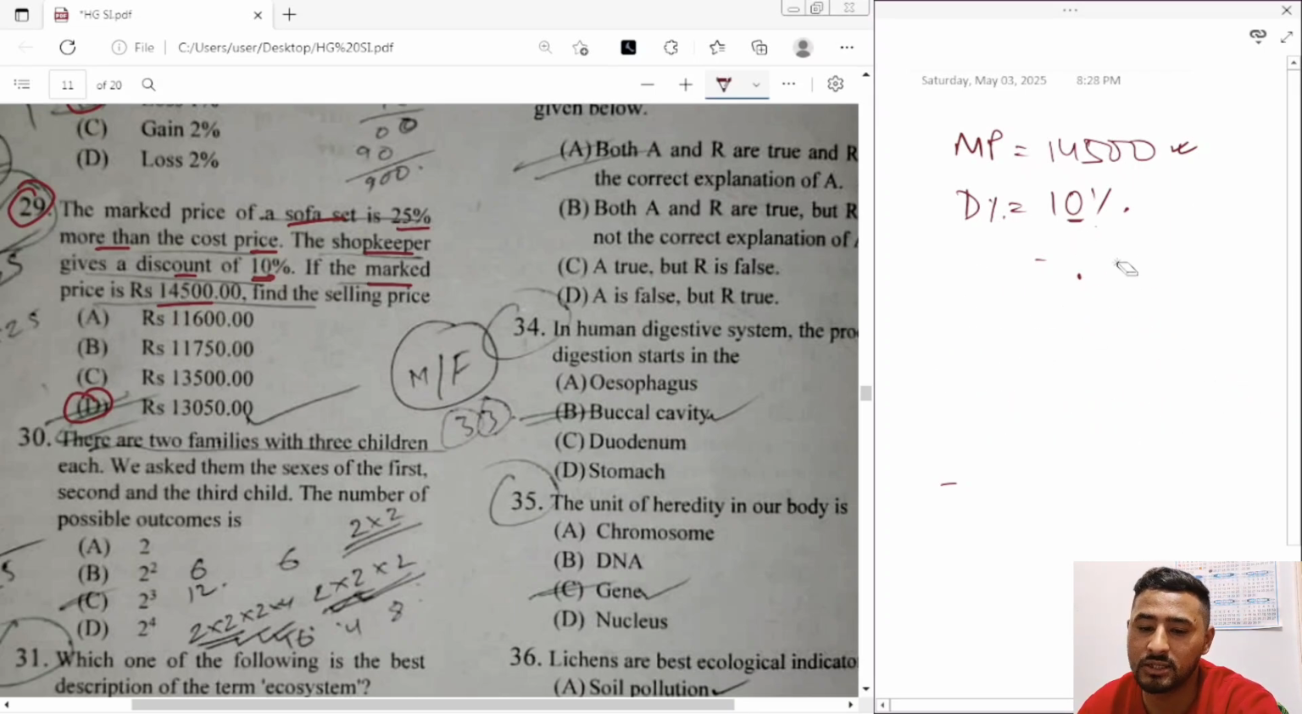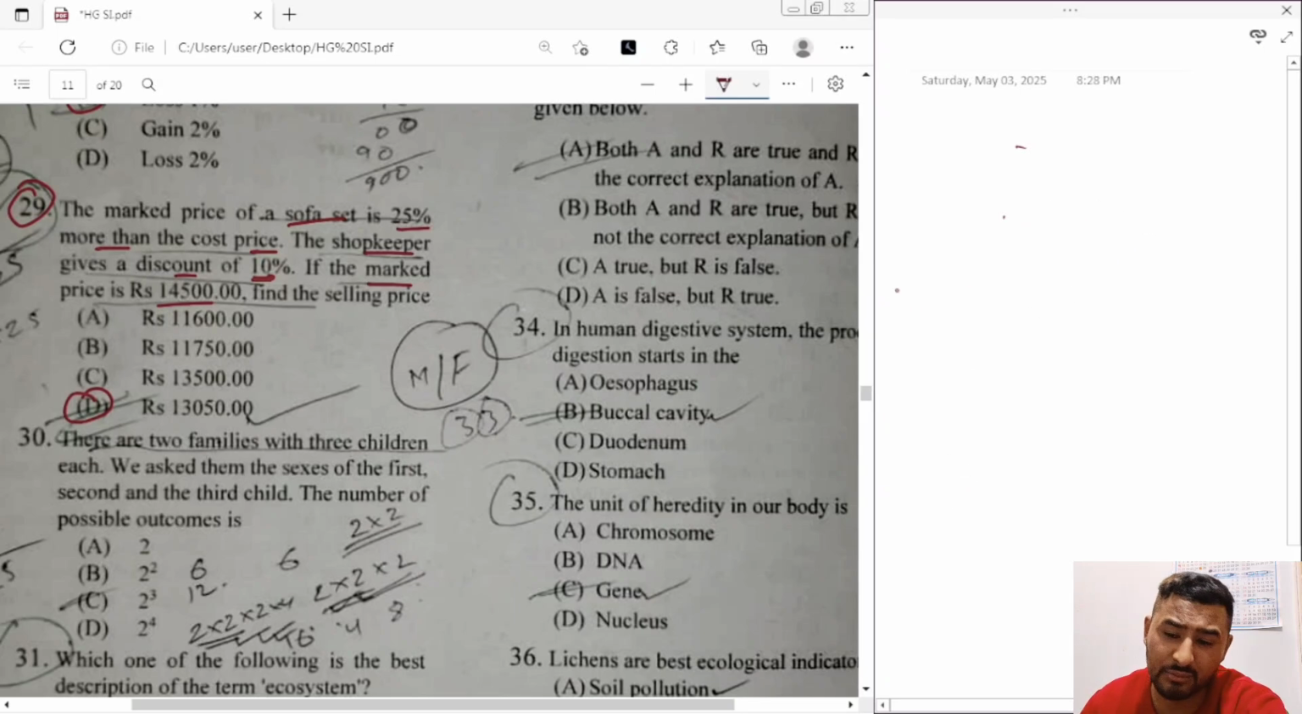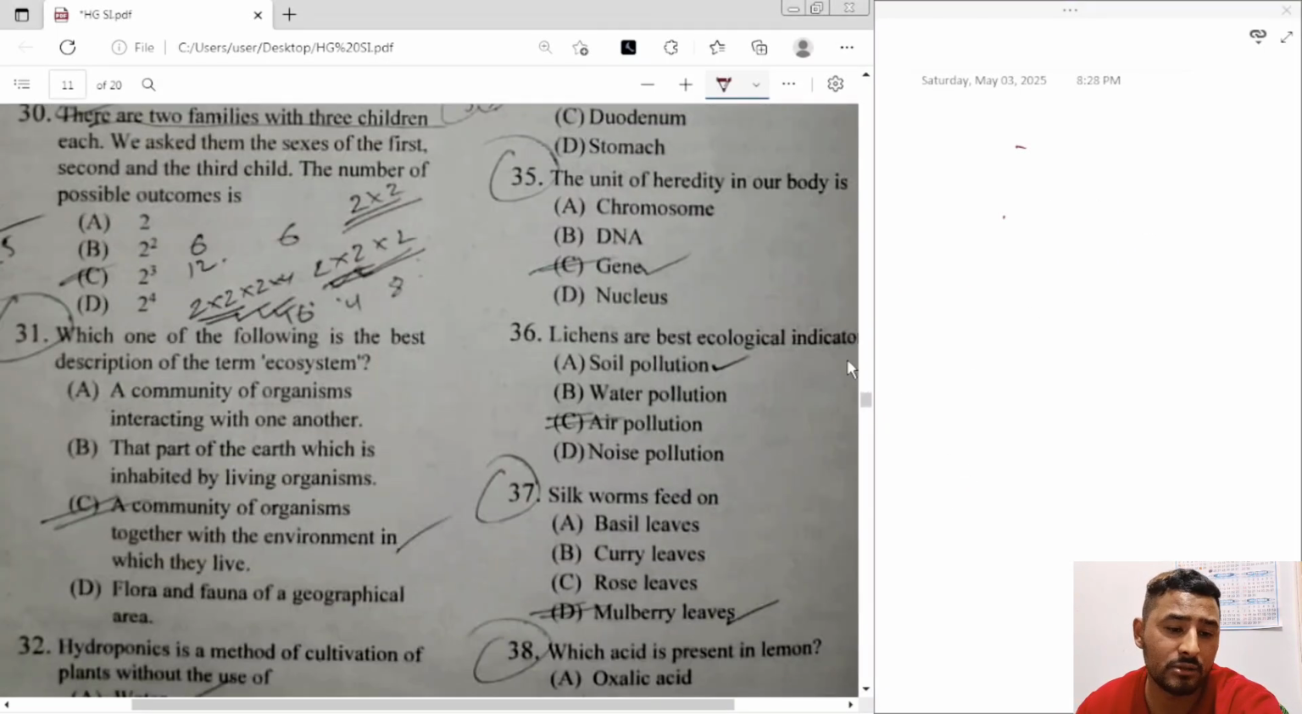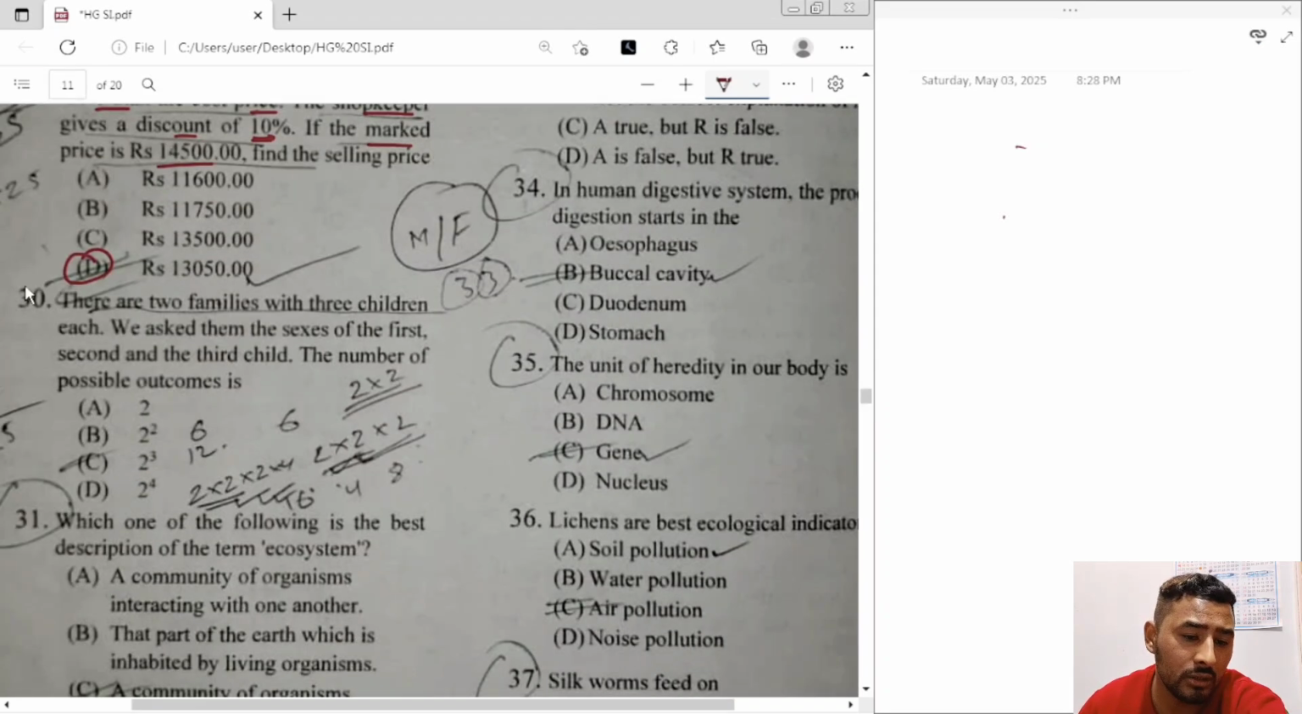That is question number 30. So this is the last question of mathematics. Then we have some science questions. Mathematics and reasoning. Let's see. So last question.